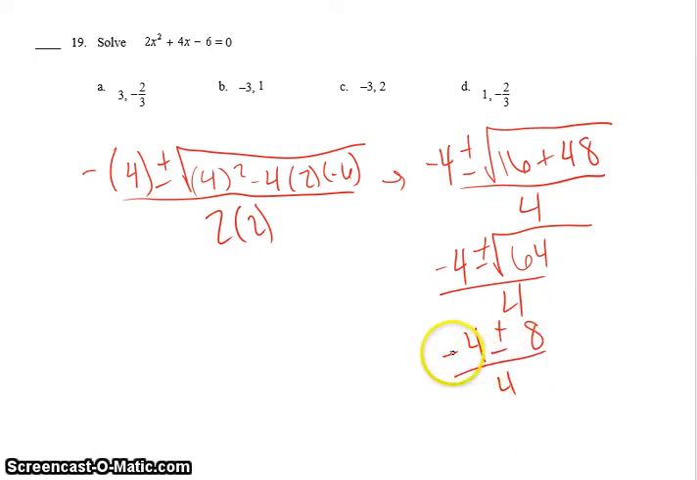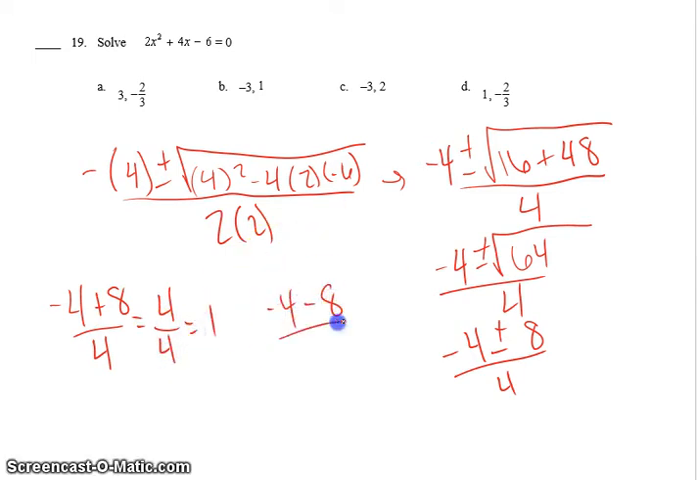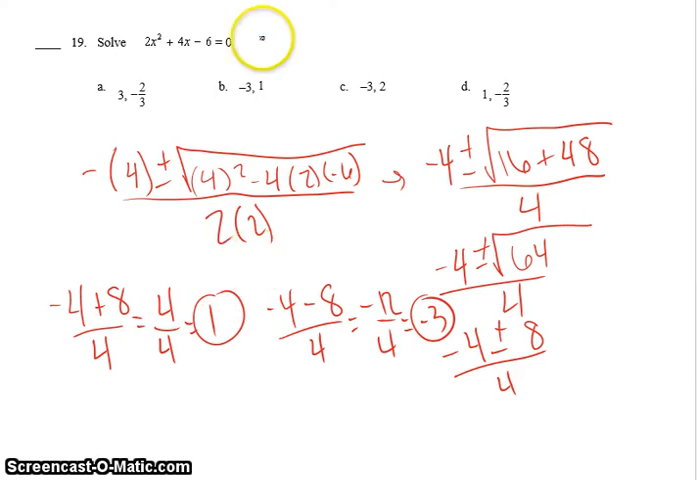And now here, this is where we're going to split it up. So we have negative 4 plus 8 divided by 4, which is going to give us 4 over 4, which equals 1. Then we have negative 4 minus 8 divided by 4, which is going to give us negative 12 over 4, which is then going to equal negative 3. So we got our two answers. We got 1, we got negative 3, which is right here for B.